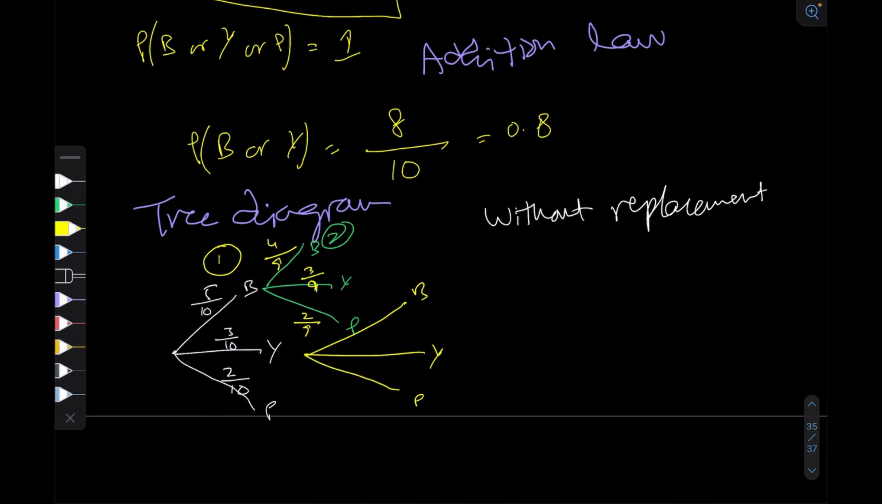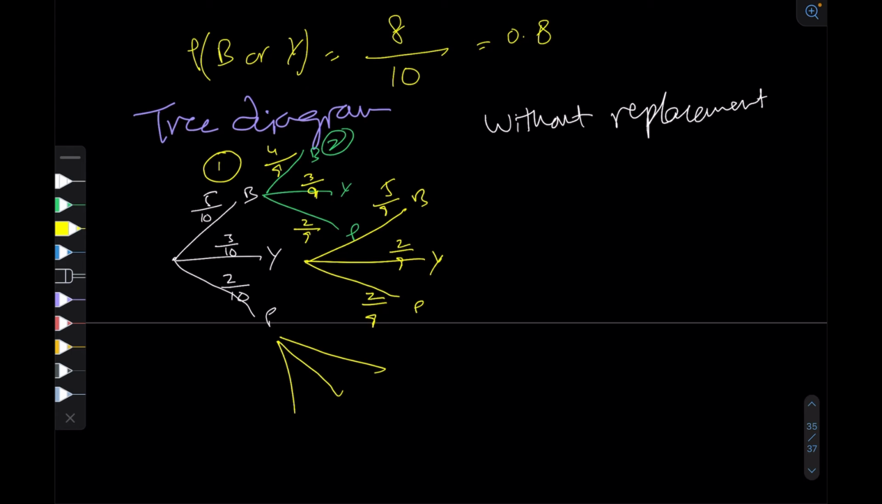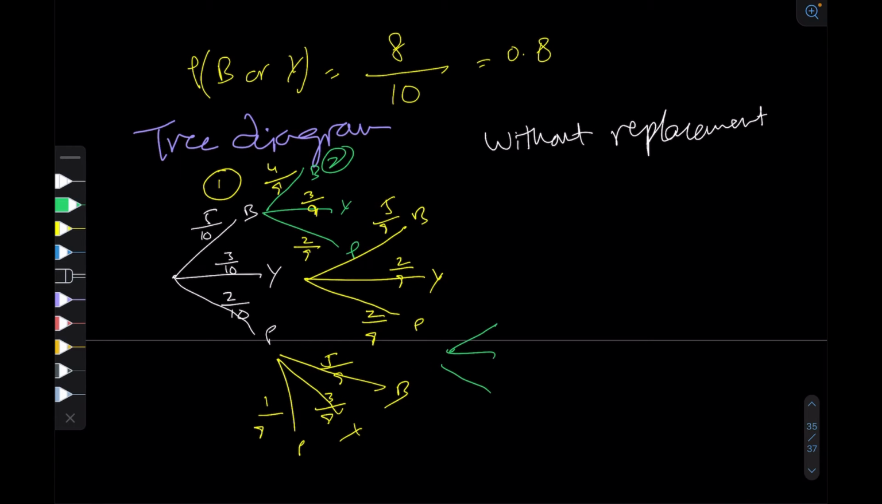Let's do the same for yellow. Blue, yellow, purple. Blue would be 5 over 9, yellow would be 2 over 9, purple would be 2 over 9. If I do the same for purple over here, I know this is getting messy, but anyways, so blue, yellow, purple, this would be 5 over 9, 3 over 9, and 1 over 9. Right, when you're actually drawing it, you would draw it in a straight line, but I didn't have the space.